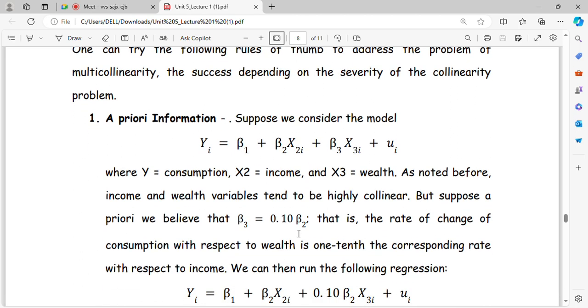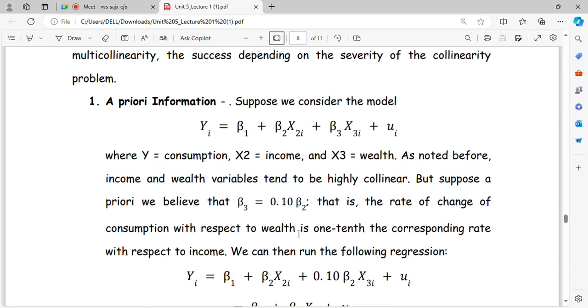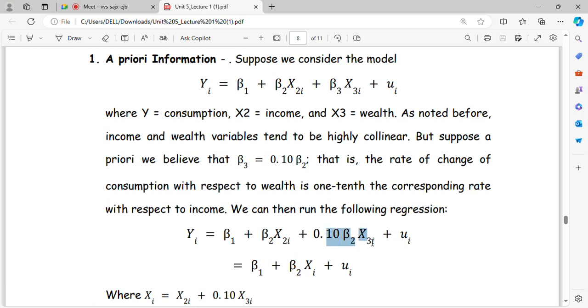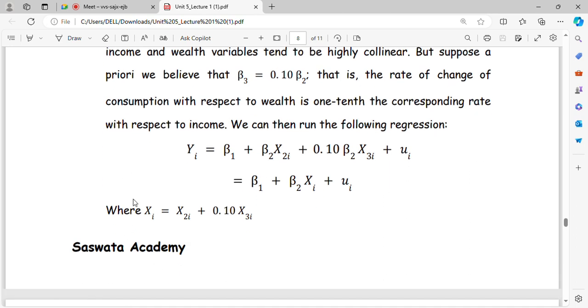If we have this a priori information in hand, we can then run the following equation. We will not do the basic regression, rather we will do this one, where Yi equals beta 1 plus beta 2 X2i plus 0.10 beta 2 X3i plus ui. That means Yi equals beta 1 plus beta 2 Xi plus ui, where obviously Xi now becomes X2i plus 0.10 X3i. Clear?